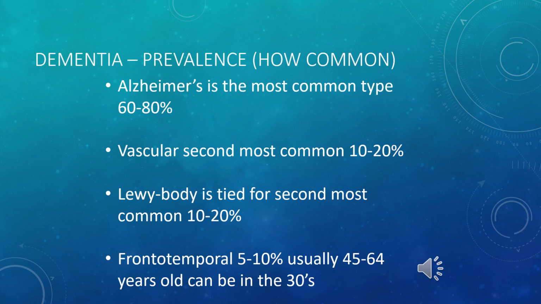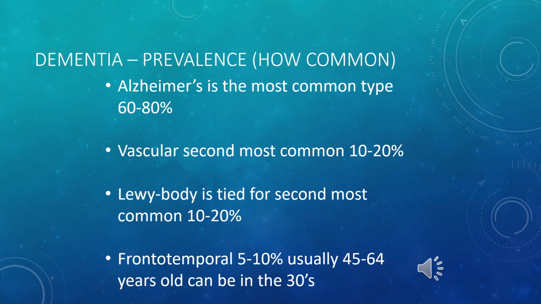The one thing that I wanted to look at, and it's really kind of hard to nail down the numbers because there are such fluctuations with the percentages, is the prevalence of dementia and just how common it is in people today. Now, as far as Alzheimer's, the information that I found said that it is the most common type, and 60 to 80% of the cases of dementia involve Alzheimer's disease.